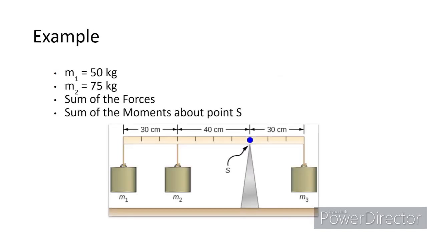And so let's look at an example. You have some balance, and you have three masses hanging on your balance, and you have different distances from your fulcrum on this lever. And so you want to figure out the mass of mass 3. You know the masses of mass 1 and of mass 2. And so now, by using a sum of the forces and by summing the moments about point S, you can solve for the mass at mass 3 because your assumption is that the entire system, that your balance, is not moving, it's not rotating. And so we can use that to solve for mass 3. So we're going to do that now.